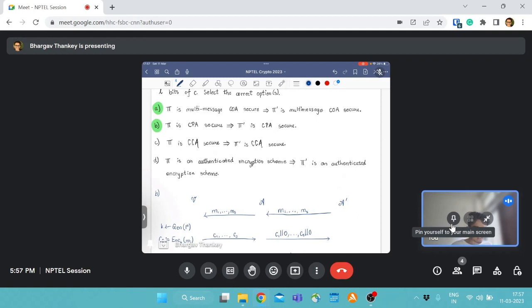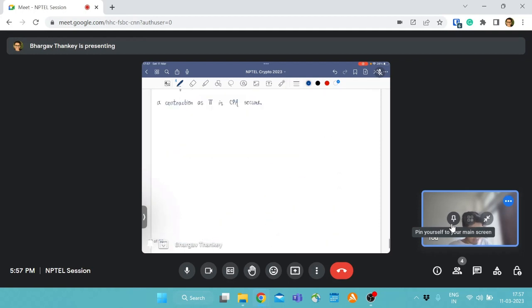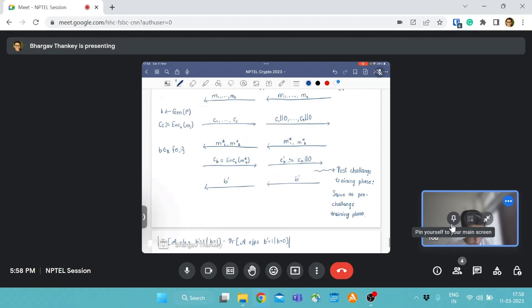Even if Π is CCA secure, Π' need not be CCA secure. What we'll do is construct an efficient adversary for Π'. It doesn't even utilize the pre-challenge training phase. It just sends two messages to the verifier. Let me copy paste a lot of this from here.